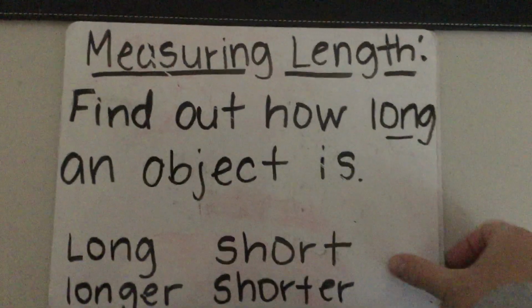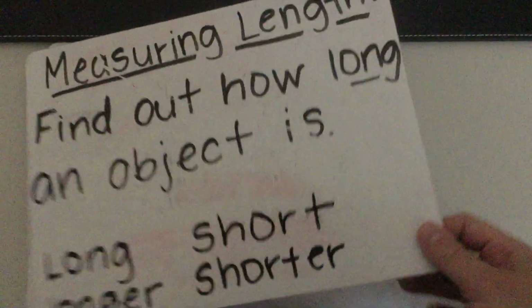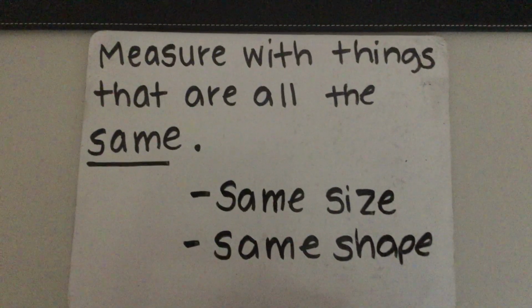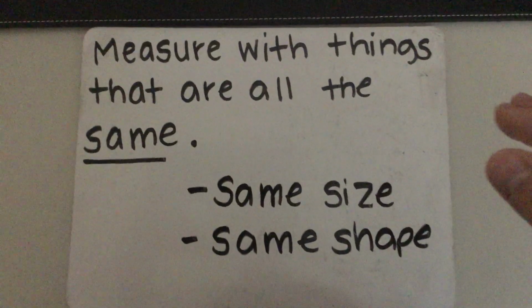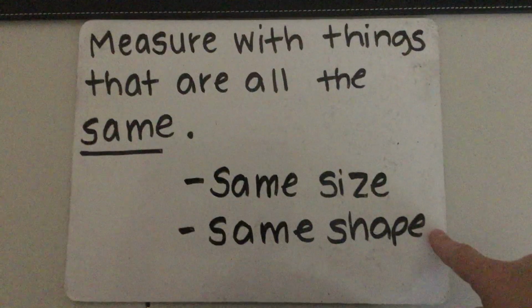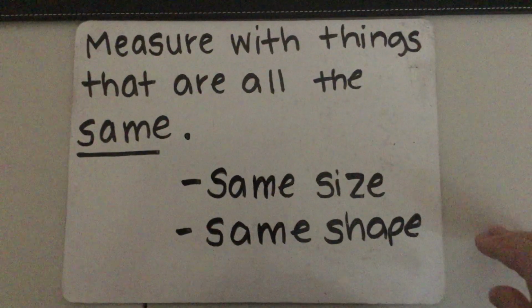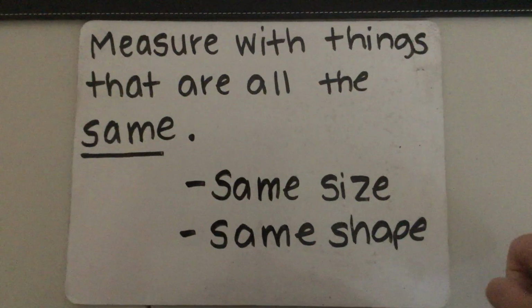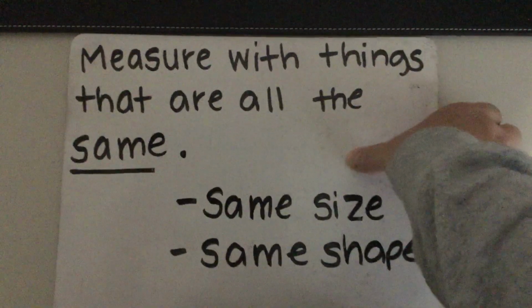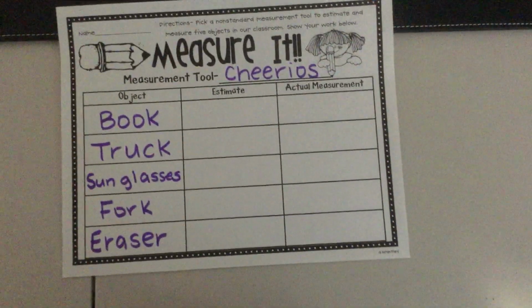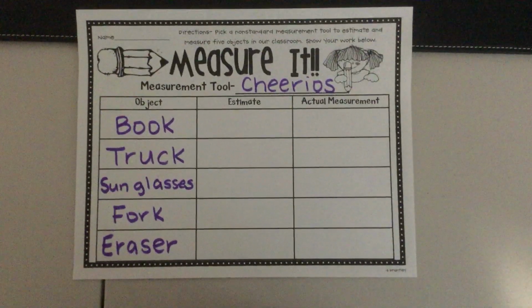Okay, so when you are measuring, what you're going to do is measure with things that are all the same. You're going to pick objects that are all the same size and all the same shape. That way you know exactly how long an object is. Okay, and this is all going to make sense in just a minute because we're going to do some together first.